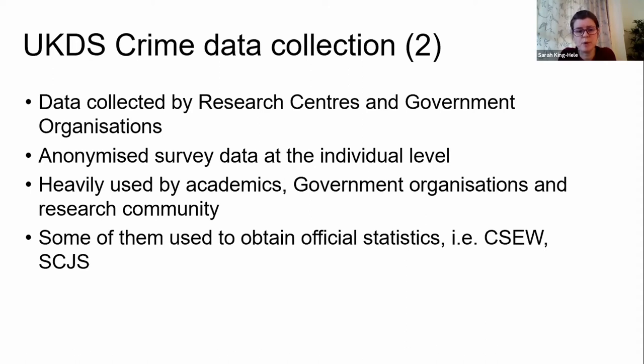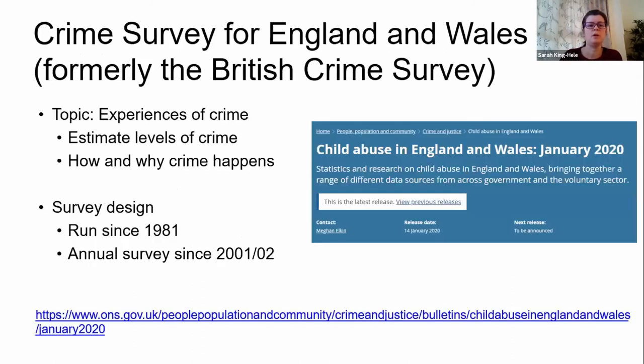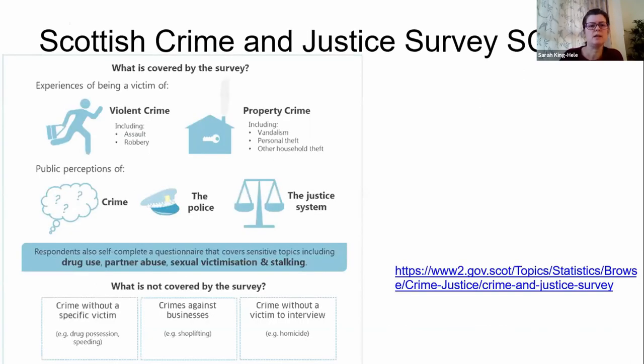So the Crime Survey for England and Wales and the Scottish Crime and Justice Survey are examples of those. So the Crime Survey for England and Wales was run for many years as the British Crime Survey, despite covering only England and Wales in many of the years. And this has been run since 1982, and it became an annual survey ever since 2001 to 2002. And the kinds of topics it covers are basically experiences of crime, and it's used to estimate the levels of crime in England and Wales.